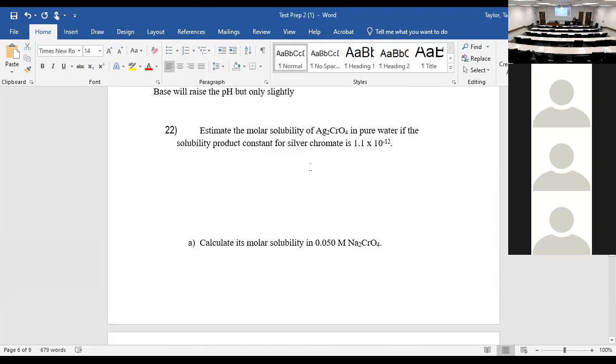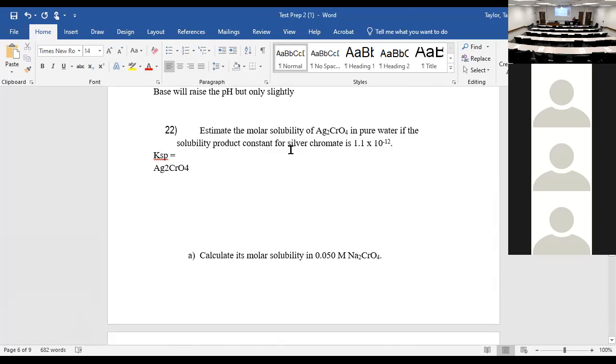God, I hated these. KSP, that's your solubility product constant. And if we go here, yeah. Okay, so this one is fun. Talk about knowing equations. Ag2CrO4. It's going back and forth.